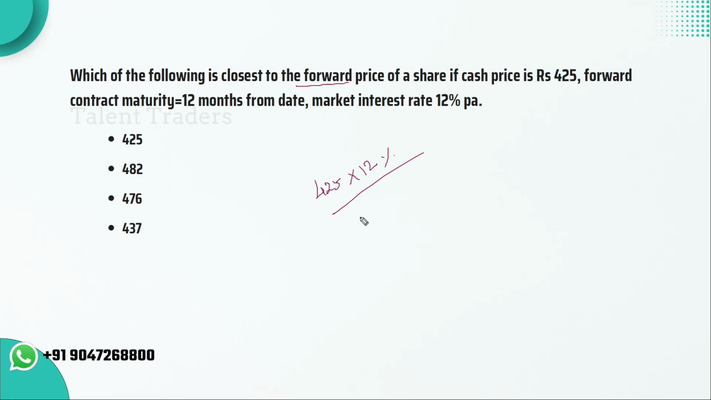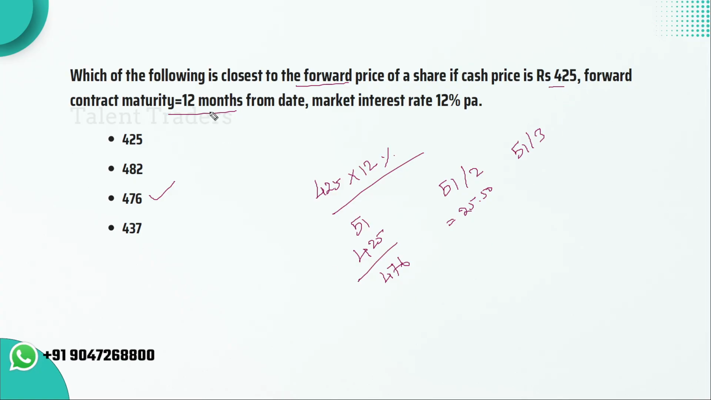So it is 51 rupees. Plus 425, so 476. If the contract maturity is 12 months, it is 476. If it is 6 months, 51 divided by 2, so we will be getting 25.5. So this is for 6 months. If it is 3 months, 51 divided by 4, then you have to add it to the original price. And if it is monthly, 51 divided by 12, and you can add it to the particular stock price.